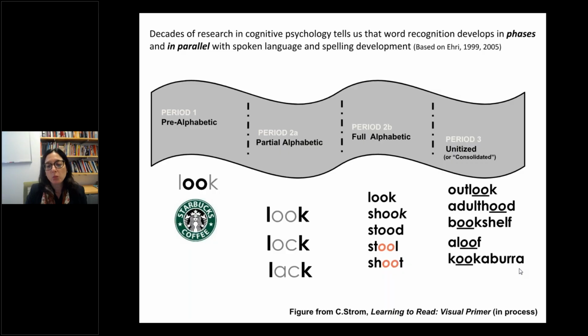And so really where we want kids to be is we want them to make their way through period 3 by the end of 2nd grade and just be reading multisyllabic words so that they can really spend the next year purely building fluency.